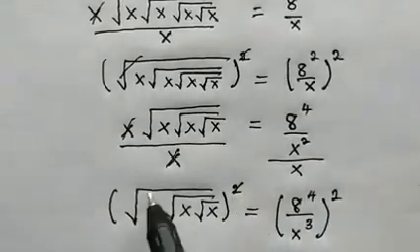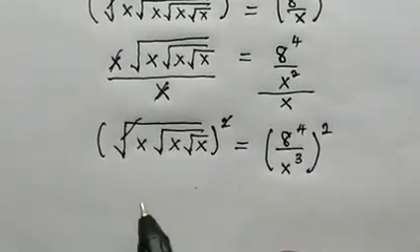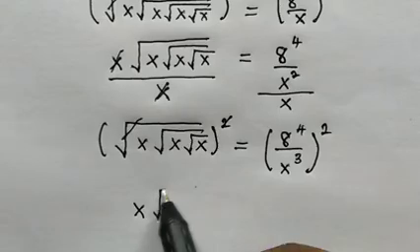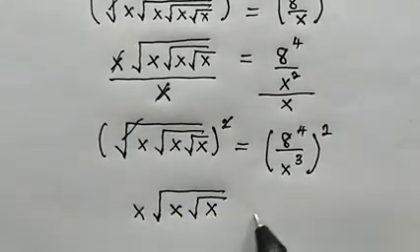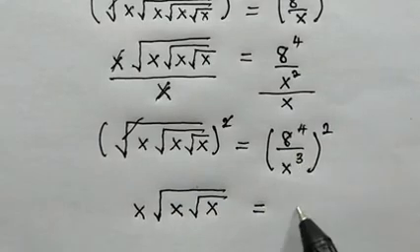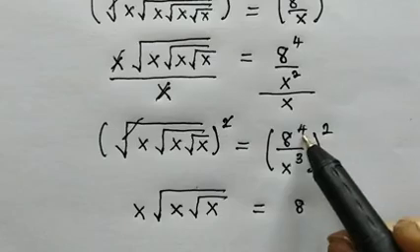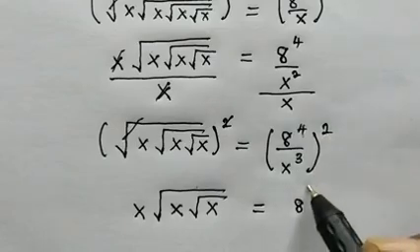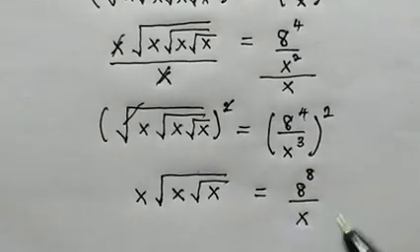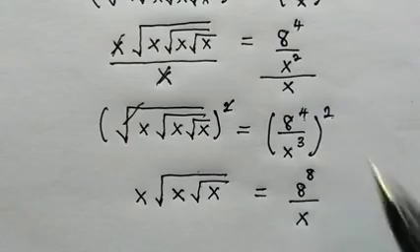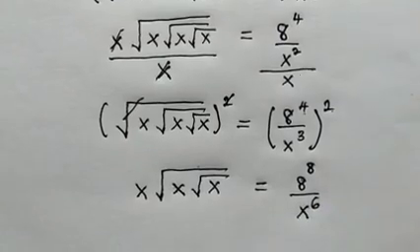So this square will cancel this square root here. Then the left hand side will have x times the square root of x times the square root of x. So this will be equal to, here again we have 8 up there. Then this 4 times this 2, that will give us 8. Divided by, here we have x. Then this 3 times this 2 here, that will give us 6.